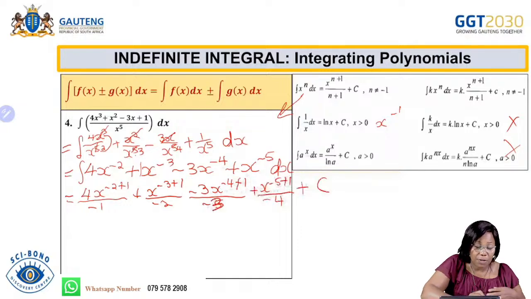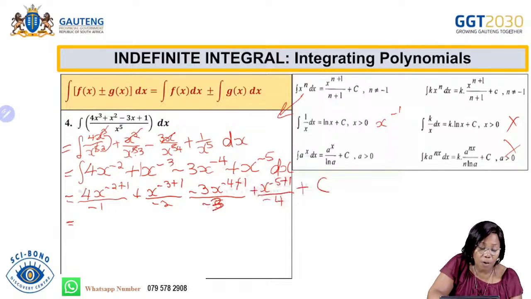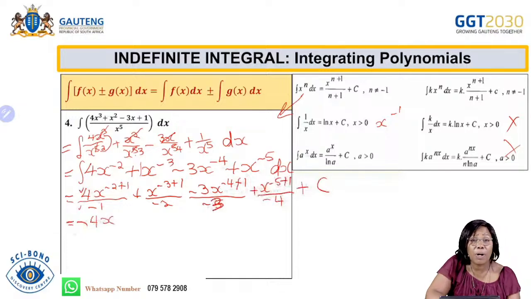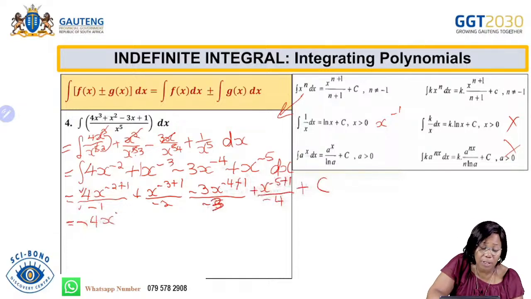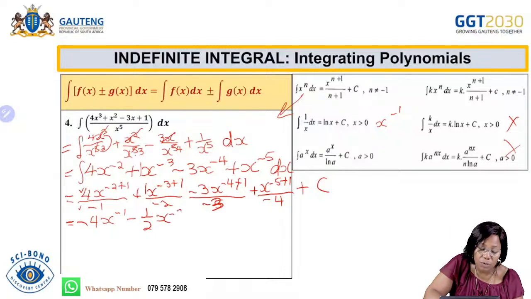And then let's simplify this now, grade 12. Our answer will be 4 divided by negative 1, that is minus 4, x to the power minus 2 plus 1, it's a minus 1. And then plus, remember there's a 1 there. 1 divided by minus 2, it will be minus 1 over 2. And then x to the power minus 3 plus 1, it's a minus 2.